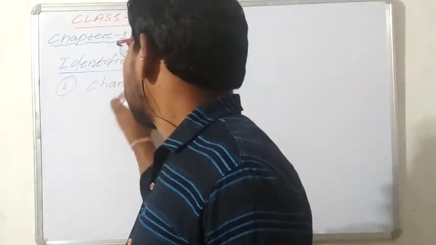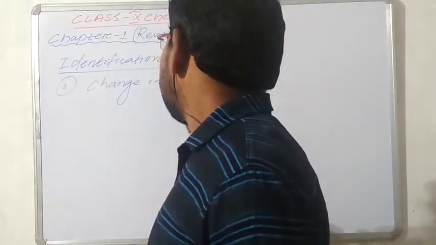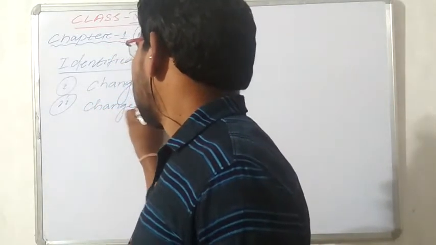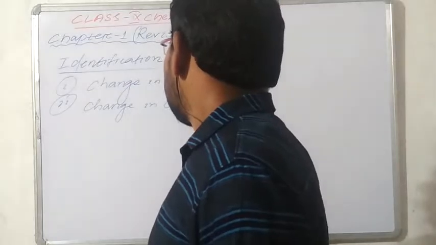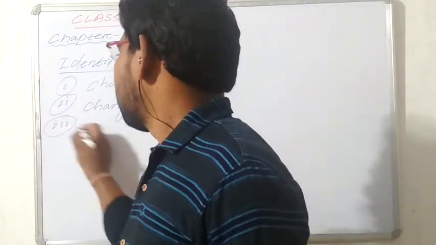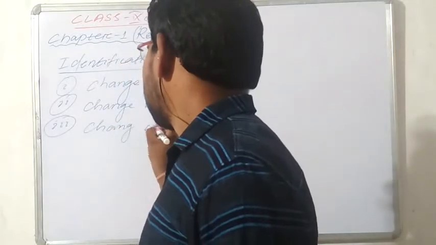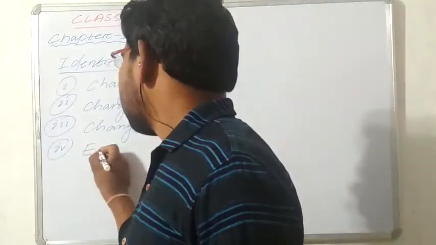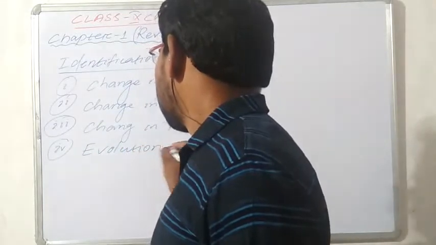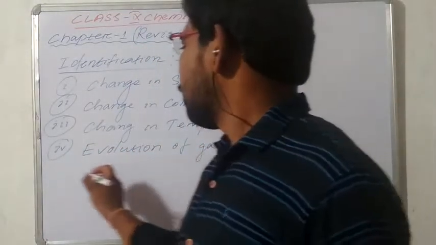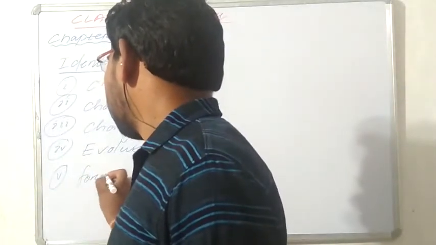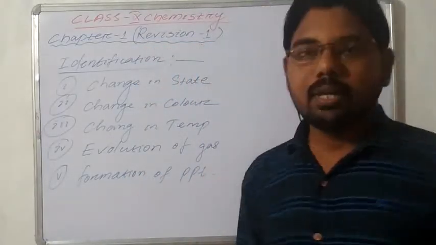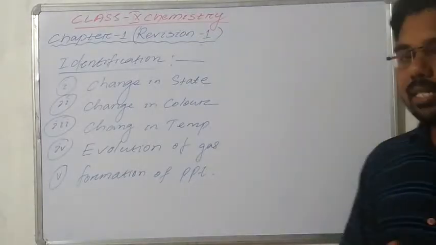So the identification is based on: first, change in state; second, change in color; third, change in temperature; fourth, evolution of gas; and fifth, formation of precipitate. Okay, these five are the changes during a chemical reaction.